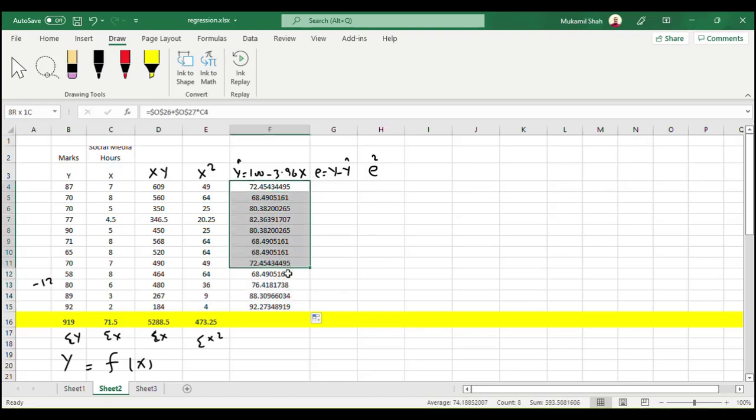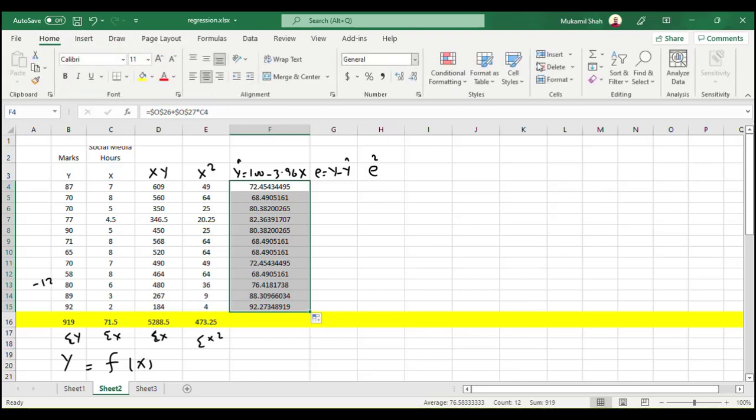If you want to verify whether they are correct or not, you should sum it. Its sum must be equal to the sum of y, 919. So let us sum them up. If we sum them, clearly this is equal to 919. So it means that we have calculated the predicted values correctly.